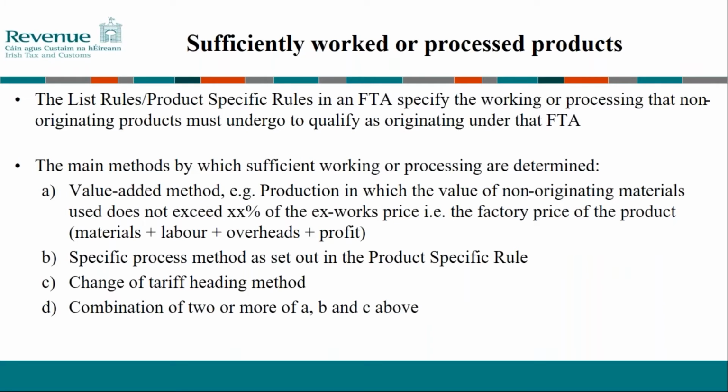And just in terms of the sufficiently worked, so the main methods to consider are the value added. So this is where the value of the non-originating material does not exceed a certain percentage of the ex works price. So that ex works price is the combined costs of the material, labor, overheads, and profit. And the percentage will be set out under the product specific rules within the TCA. There's specific processes may be set out in the product specific rule.